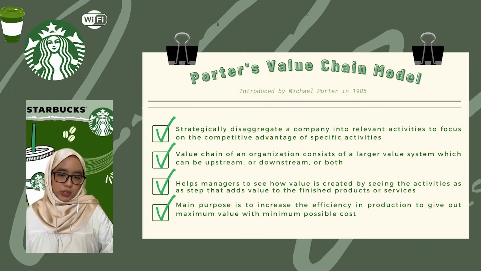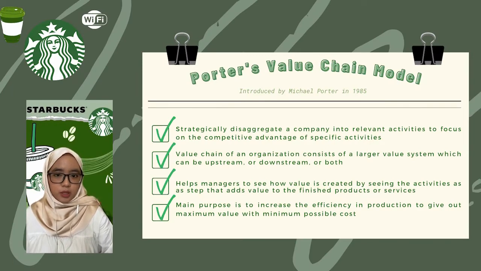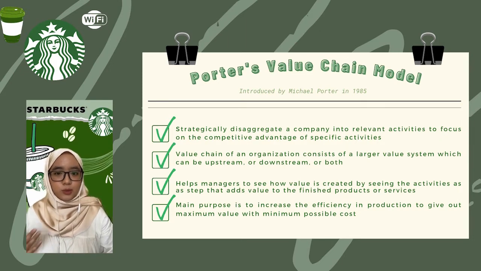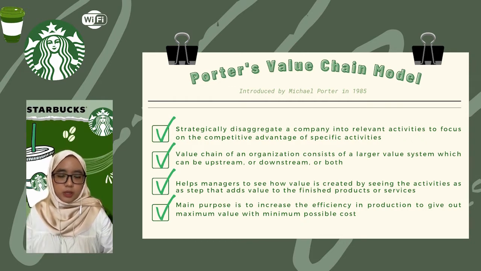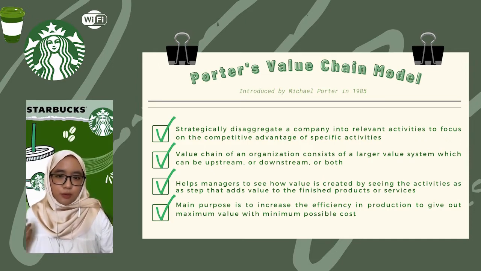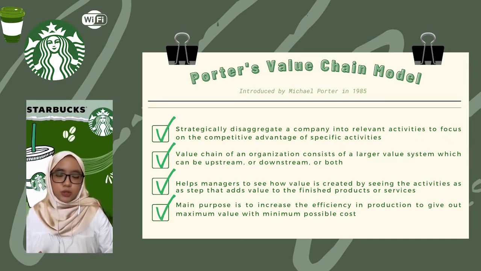The value chain model that was introduced by Michael Porter is actually a very powerful tool that disaggregates a company into its strategically relevant activities that focuses on looking at the sources of the competitive advantage in the distribution channel, and sometimes it can be both. This value chain model forces the manager not to look at just activity as cost but also as a step that adds value to the finished product or services.